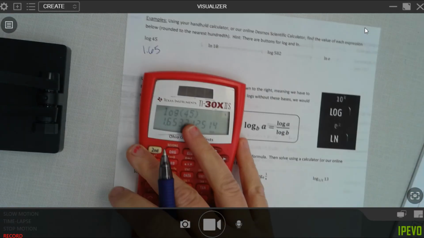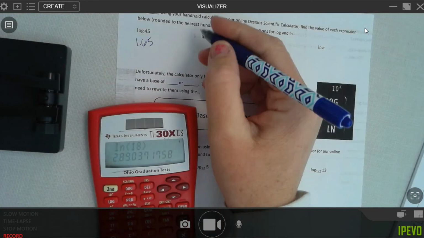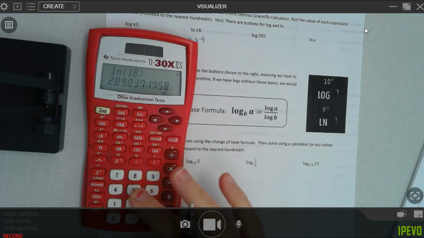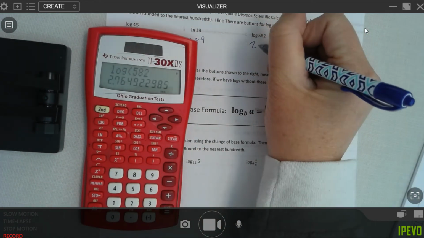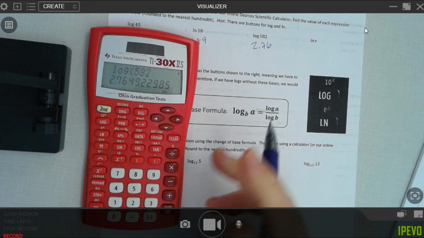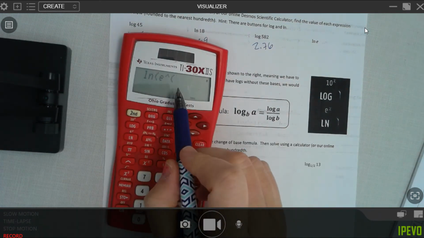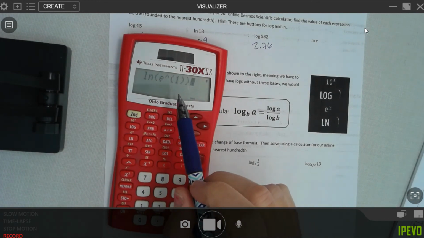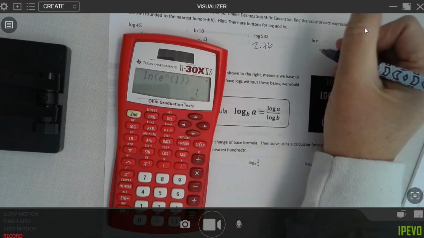So ln 18, so I'm just going to find my ln button right there and type in 18. So I get 2.89. And then log 582. And then ln of e is going to be 1. So when you do e in your calculator, it's going to want an exponent. So the exponent, if nothing's there, is always a 1. So if your calculator wants an exponent, you put a 1 right there. And see, ln of e is 1.